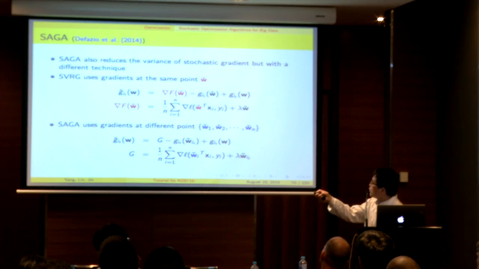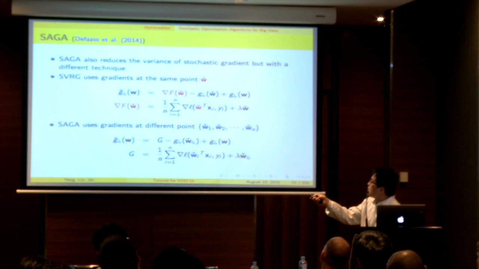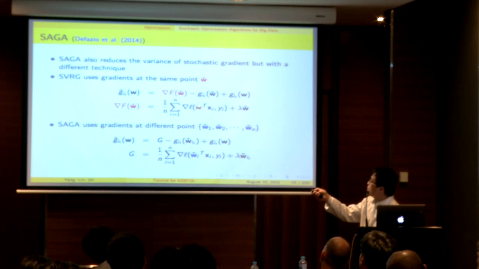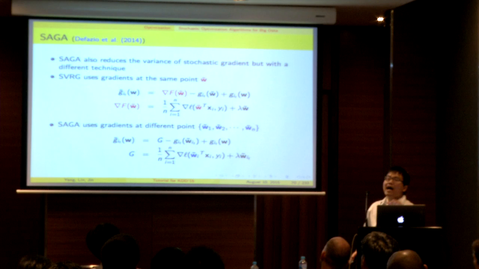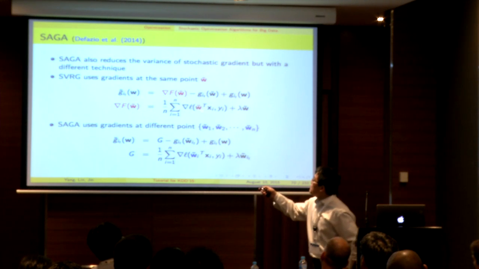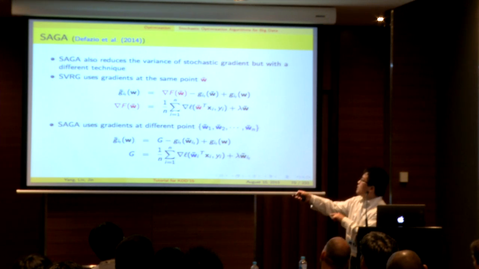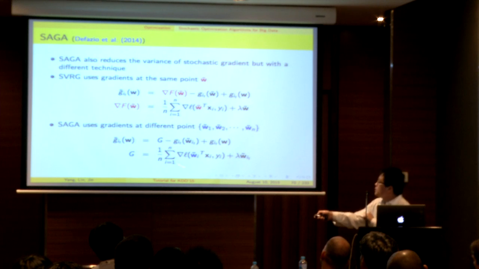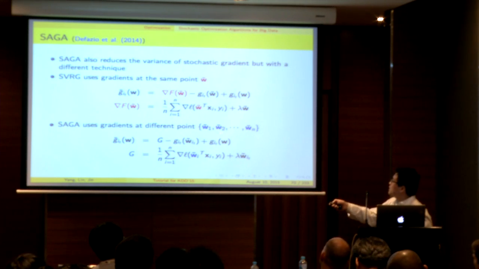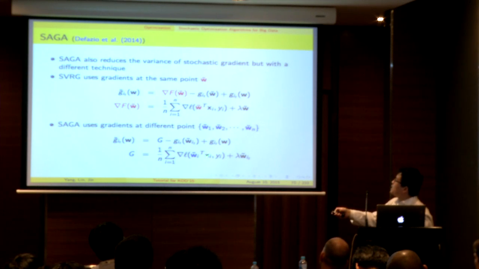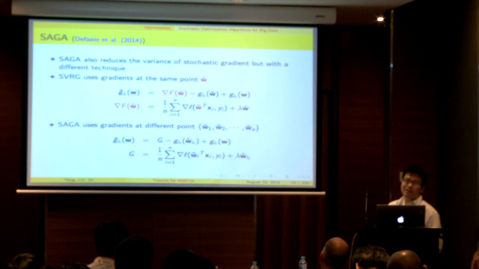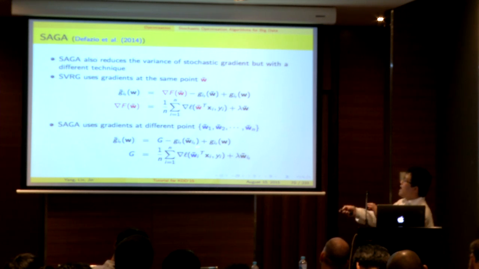If you look at this term, within this summation, this gradient is evaluated at the reference point W tilde. The idea of SAGA is that they use a different W for each term in this summation, basically for different data, because this summation is over each data point. So you can see here, they have W1 tilde, W2 tilde, Wn tilde. Basically each data point has a different Wi tilde. That's the difference.